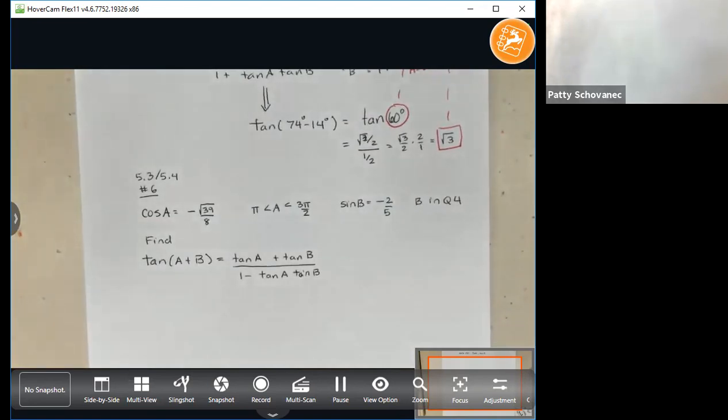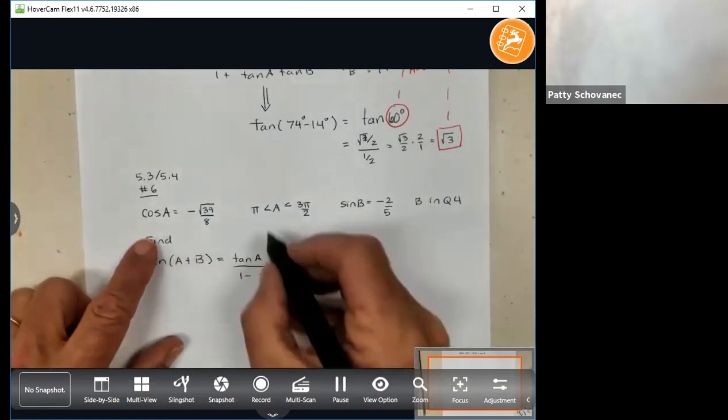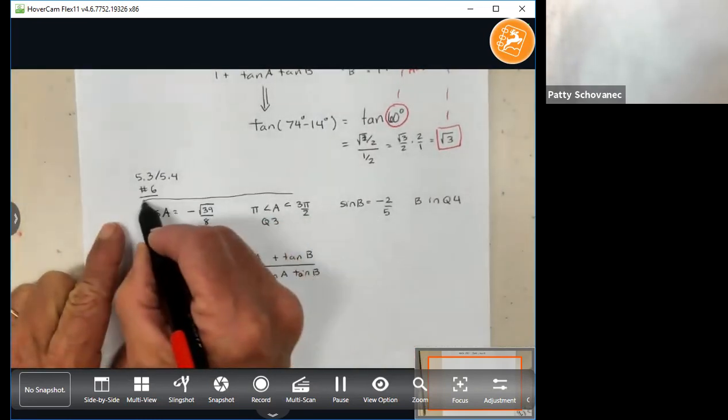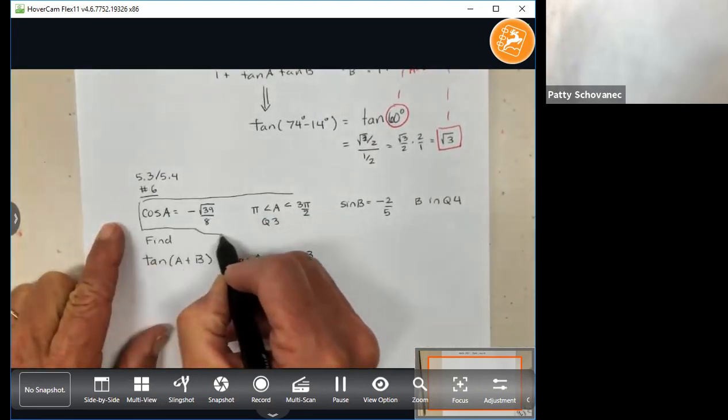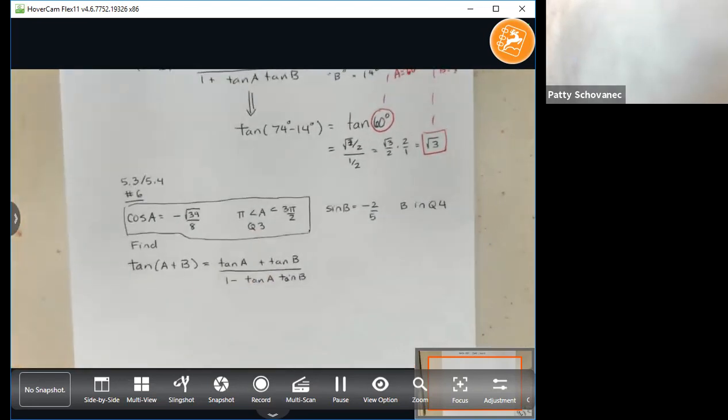So I know the cosine of A, I should be able to draw that triangle and figure out the tangent of A. I know the sine of B, I can do the same thing to get the tangent of B. This tells me that A is in a particular quadrant. Which quadrant contains angles of measure between pi and 3 pi over 2? That's quadrant 3. So I'm going to use this information here, and I'm going to draw an angle in quadrant 3 and find all 3 sides of the right triangle produced by that angle.